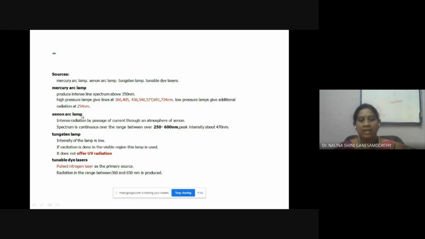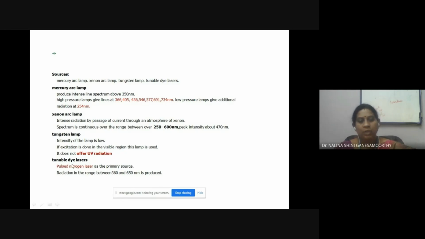Similarly, xenon arc lamp. Intense radiation by passage of current through an atmosphere of xenon. The range of its spectrum is 250 to 600 nanometers. Right. Next, a tungsten lamp. Intensity of this lamp is low and it does not offer UV radiation. So only the visible region can be used with the tungsten lamp.